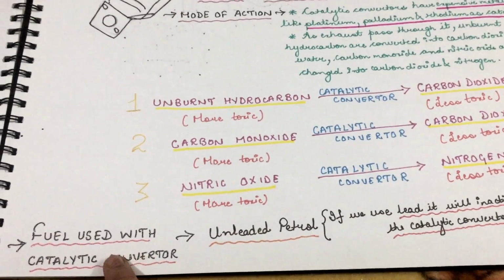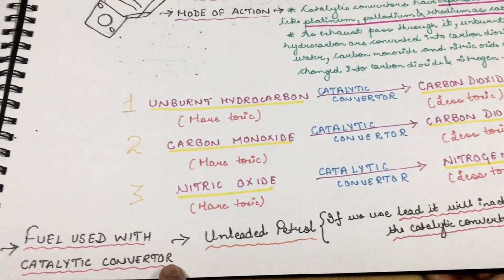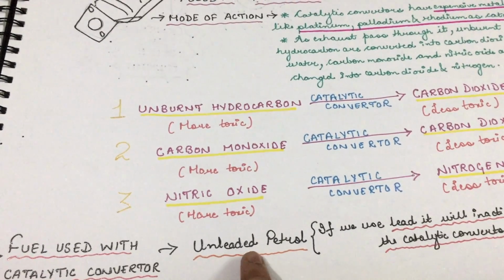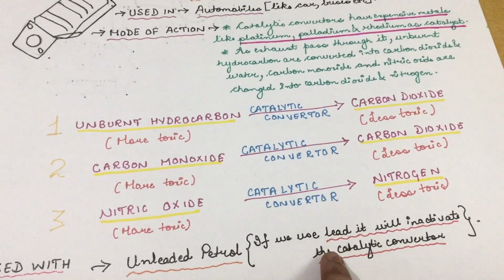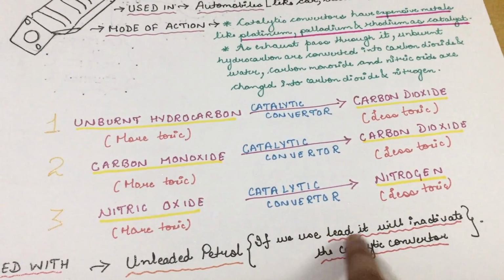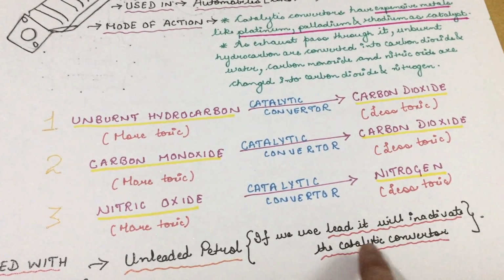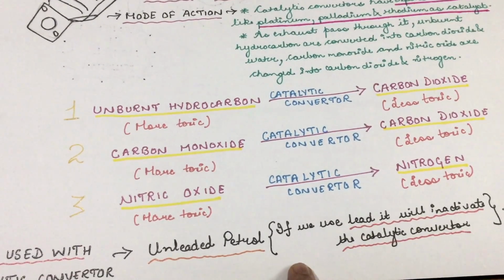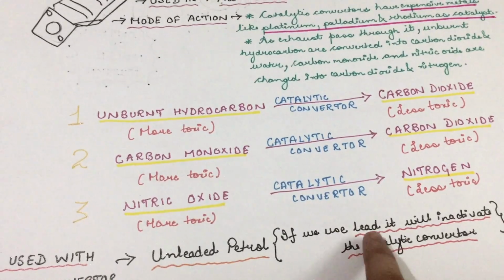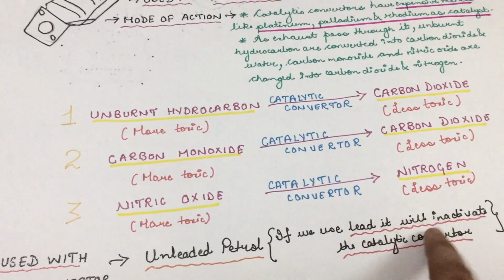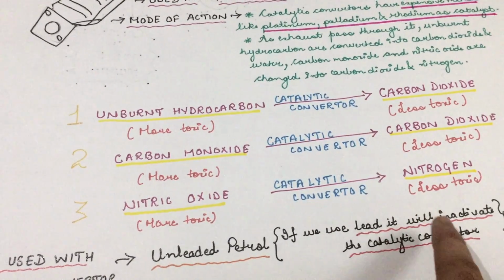Now, what is the fuel which is used with catalytic converter? We should know that unleaded petrol is used with catalytic converter, because if we use petrol with lead, it will lead to inactivation of the catalyst. So we always use unleaded petrol with catalytic converter, because lead will inactivate the catalytic converter.